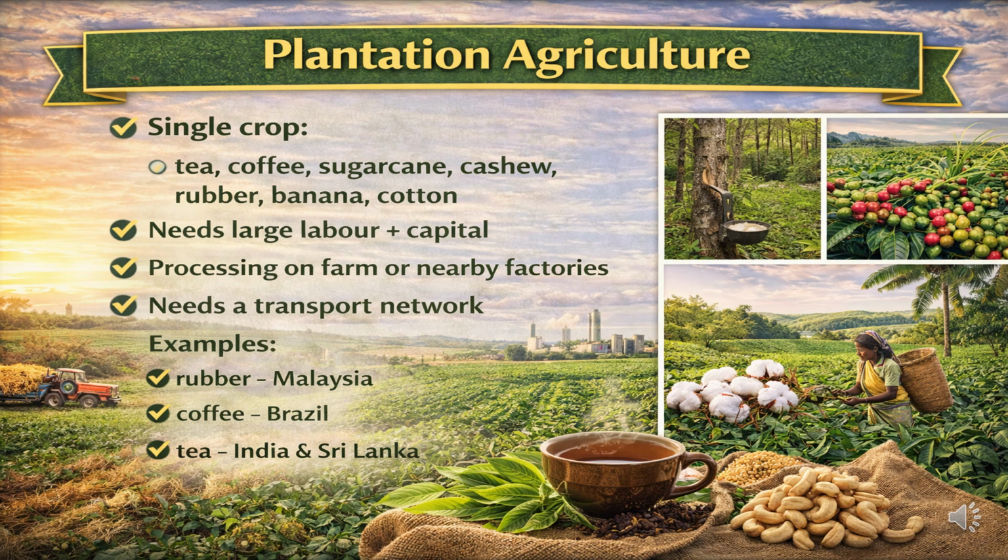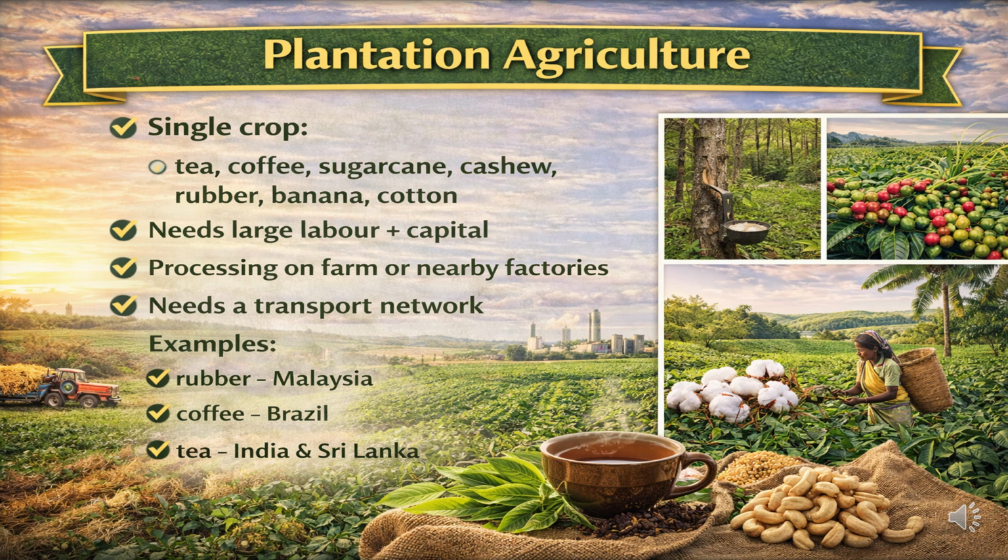Plantation agriculture is very interesting because here farmers grow only one single crop on a large area. For example, tea, coffee, sugarcane, rubber, banana, cashew, and cotton. This type needs a lot of labor, a lot of money, factories nearby for processing, and a strong transport network. For example, rubber is grown in Malaysia, coffee in Brazil, tea in India and Sri Lanka.